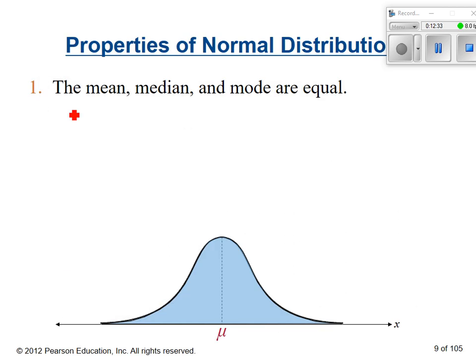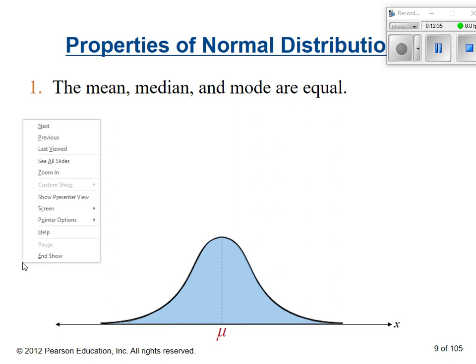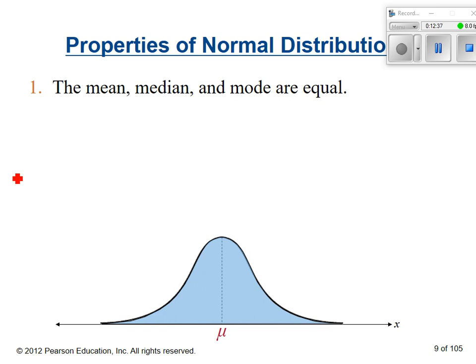Properties of a normal distribution. Different properties. First property, the mean, the median, and the mode are all the same, and they're all right there. So on a normal distribution, the mean, median, and mode are all equal. They're all that one thing right in the middle of the bell curve.